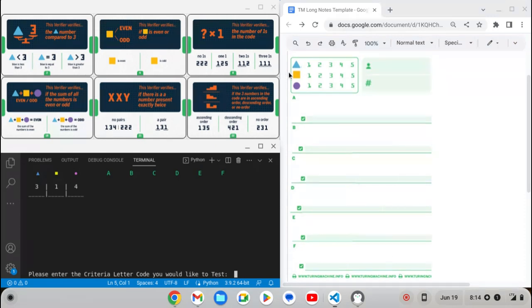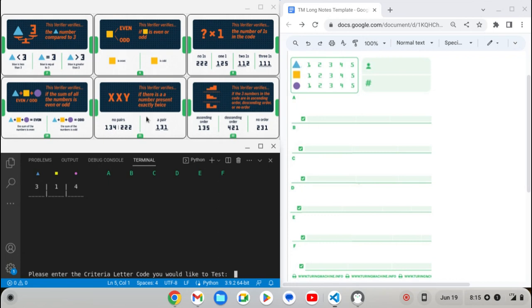Criteria card B looks at the middle digit, the square digit, and will let us know whether that value is an even or an odd. Criteria card C looks at our 3-digit code solution and will let us know how many of those should be 1. Should there be no ones, a single one, maybe 2, perhaps all 3 are 1s. Criteria card D again looks at our 3 digits in our solution, triangle, square, and circle, adds them together, and will let us know whether the sum is an even quantity or an odd quantity.